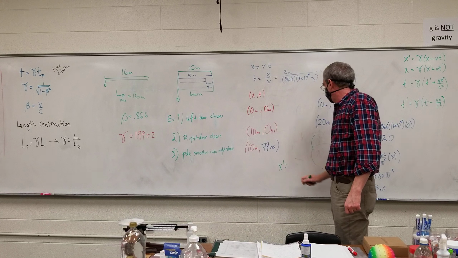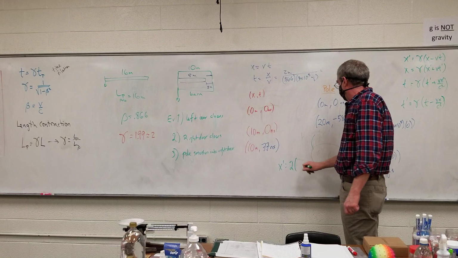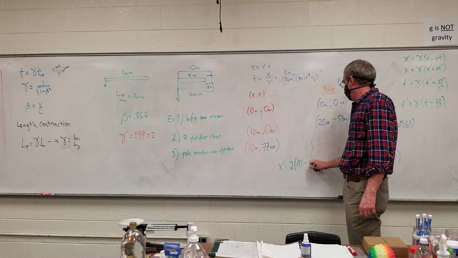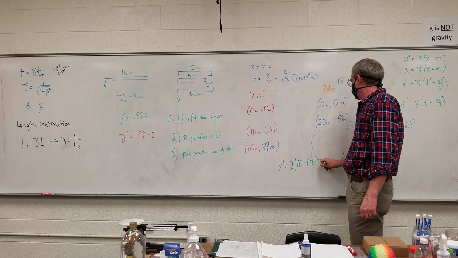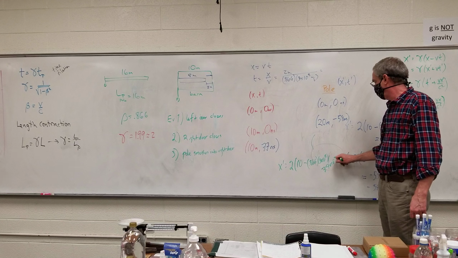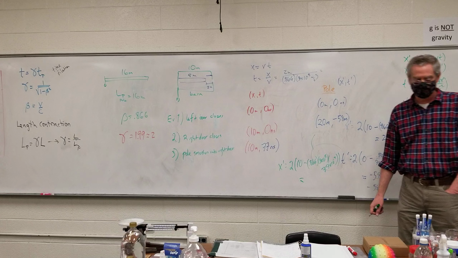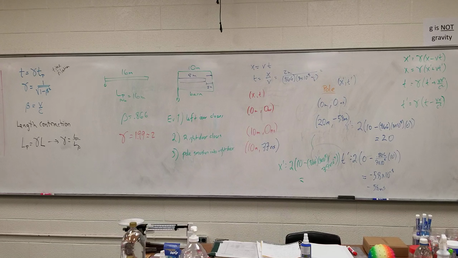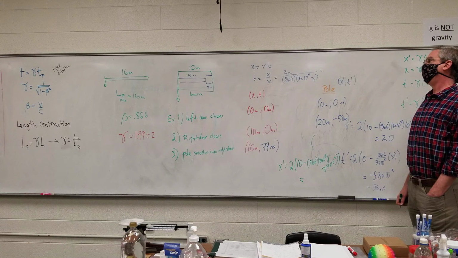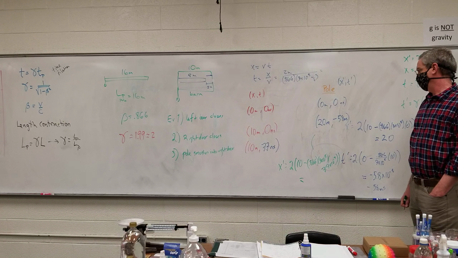So we get x prime is equal to 2 gamma times x, which is 10, minus v, 0.866 times 3 times 10 to the 8th, times the time of 7.7 times 10 to the negative 9th. Should be a positive number. Got 16.